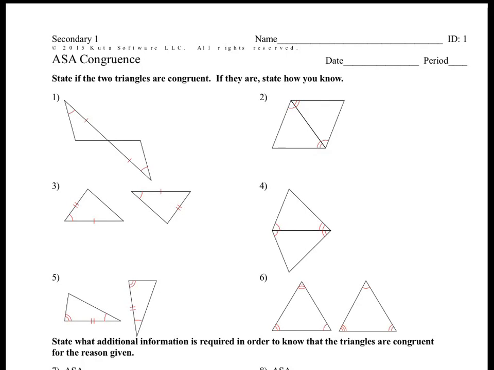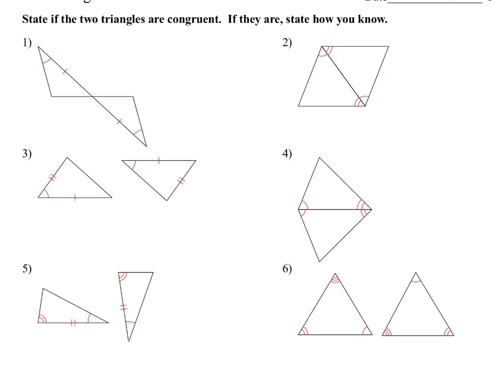Alright, time for the solutions for the angle, side, angle congruence assignment. So in this first section, you have to say whether two triangles are congruent and how you know. So let's start with one.